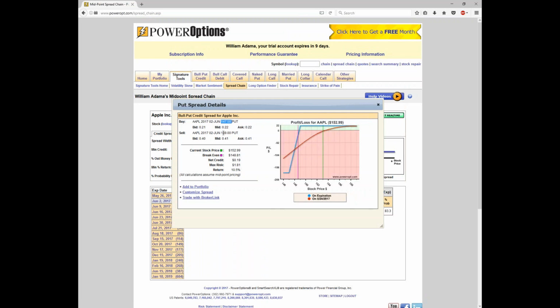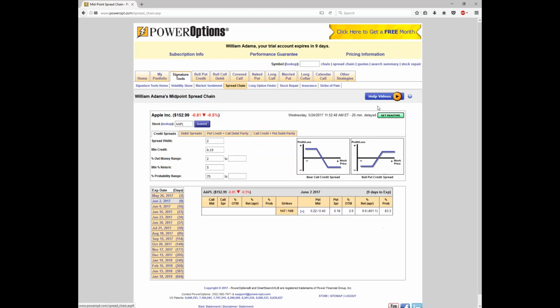We've got the 147, 149 put, basic profit and loss chart. The advantage of using this tool for one stock at a time is it's actually using the midpoint prices for the positions. So you have a 22-cent midpoint, buying the 147 put, and selling the 149 put at 41 cents. So we get a 19-cent net credit, a 10.5% return, and of course we know our risk as well. That's just the profit and loss view. Here we see our probability is at 83.3%.